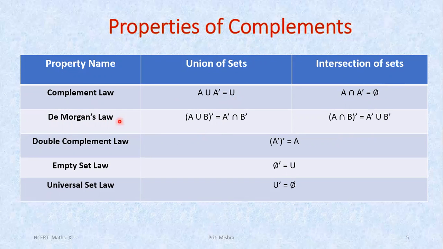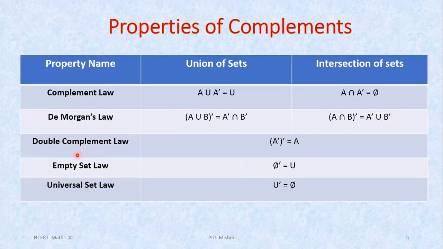Next law is De Morgan's law. This law says (A union B) whole complement equals A complement intersection B complement. Means if you find the complement of the union of two sets A and B, it will be the same as the intersection of the two sets A complement and B complement. So De Morgan's law for union of sets is (A union B) whole complement equals A complement intersection B complement, and for intersection of sets it says (A intersection B) whole complement will always be the same as A complement union B complement.